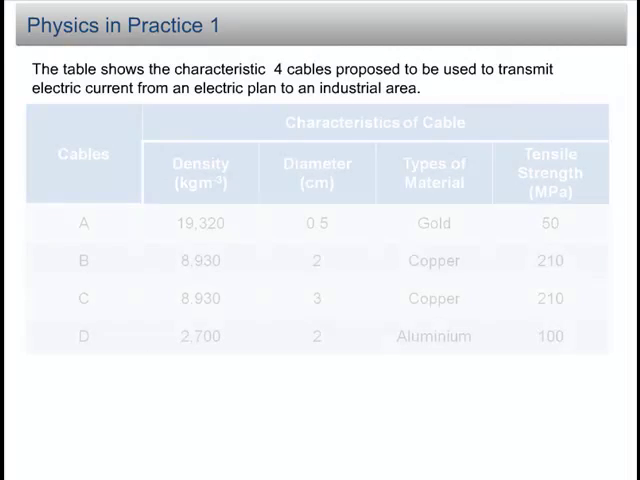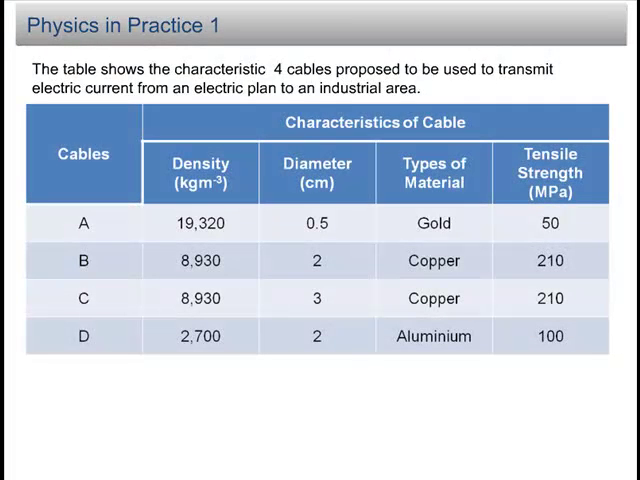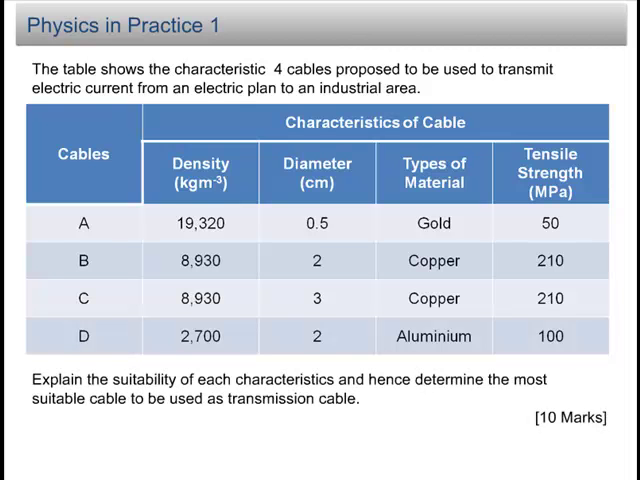Physics in Practice 1, let's look at this question. The table shows the characteristics of 4 cables proposed to be used to transmit electric current from an electric plant to an industrial area. Explain the suitabilities of each characteristics and hence determine the most suitable cable to be used as transmission cable. 10 marks is given to this question.